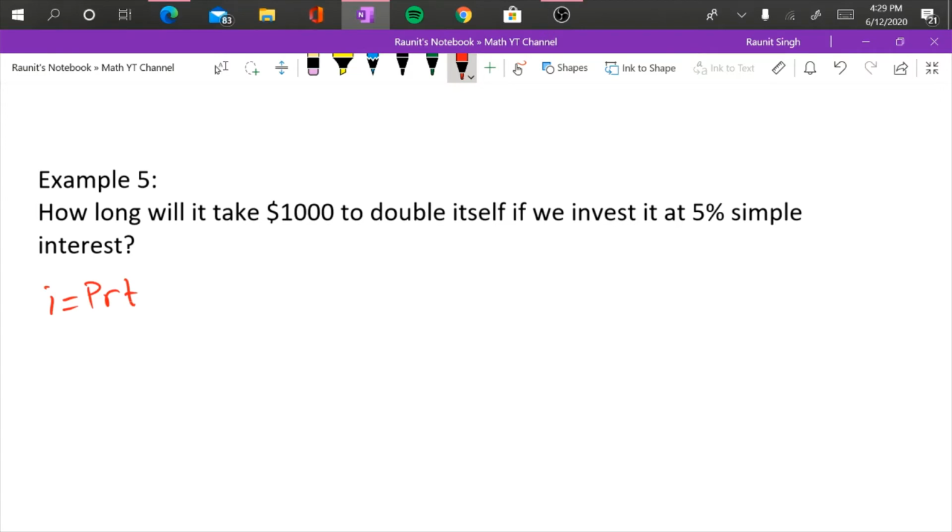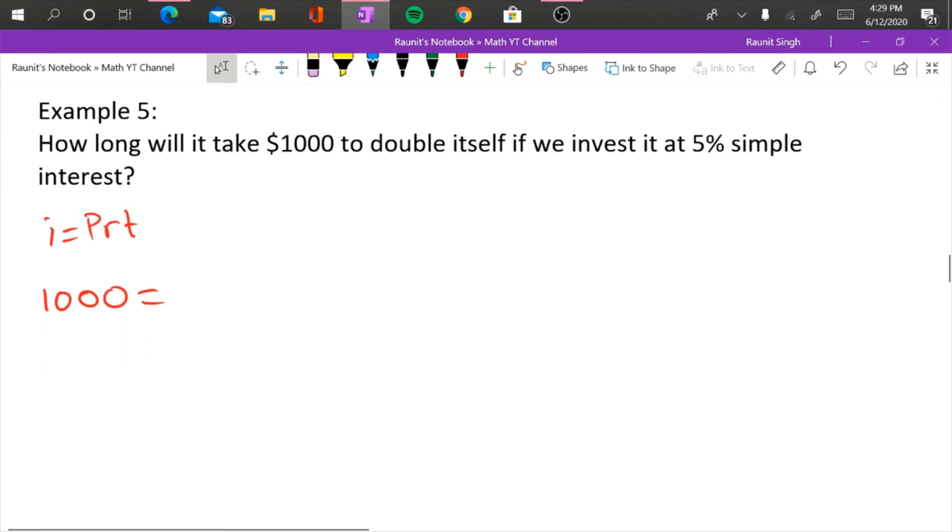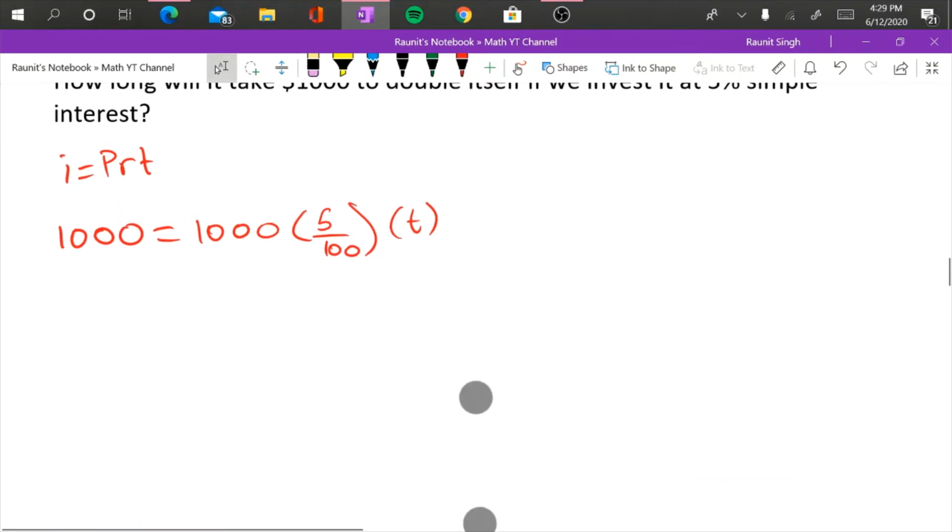We must earn $1,000, so that must be our I. Our I is going to be $1,000. And then our principal is $1,000. And then our rate is 5%, so 5 over 100. And then we don't know what T is, so we have to find that out. So we're going to cancel out our zeros, and we're going to get 1,000 is equal to 50T.